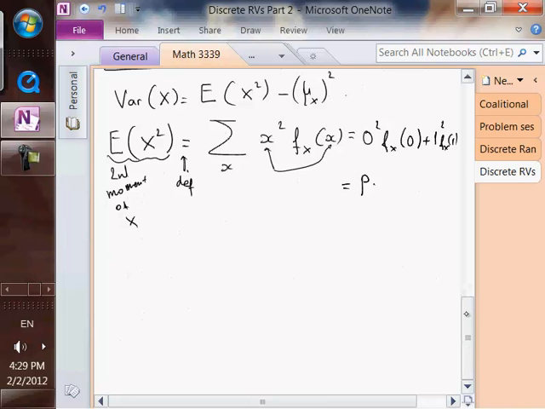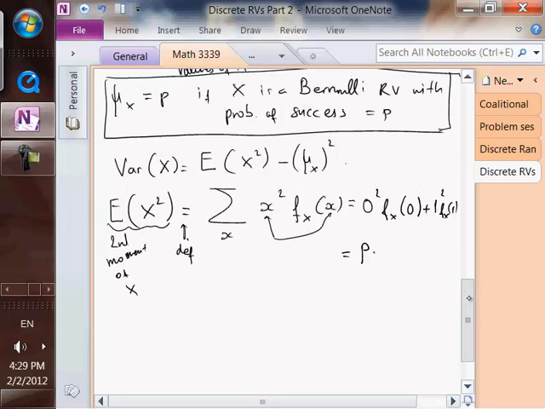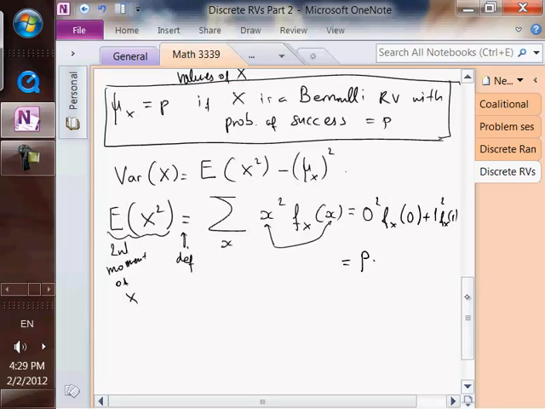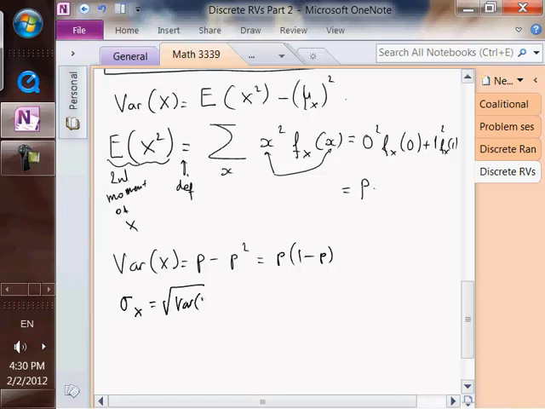So what is the standard deviation? What is actually the standard deviation of, what is the variance of x? Well, we take p minus p squared, correct? Which is p times 1 minus p. What is the standard deviation of x? Well, it's the square root of the variance, and that is equal to the square root of p times 1 minus p.